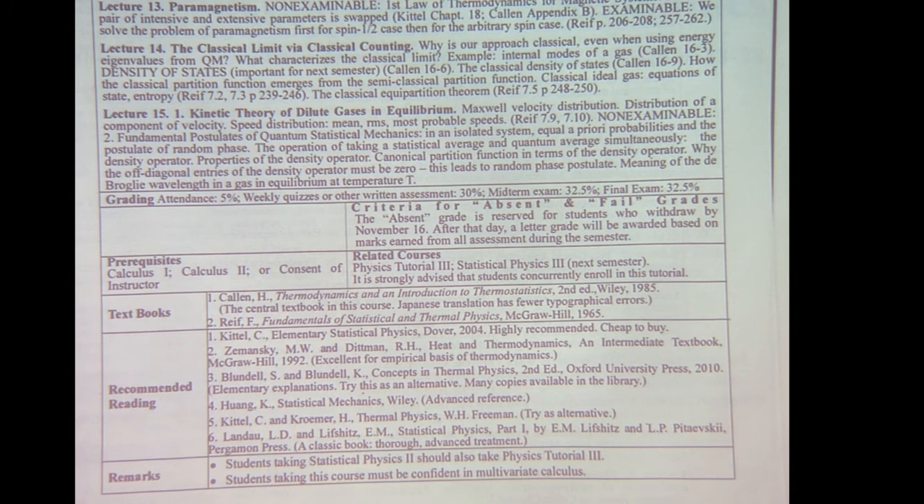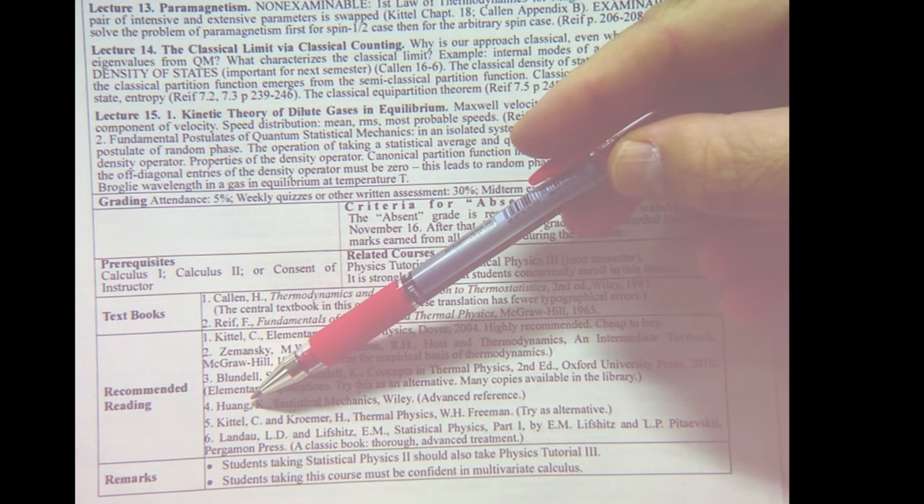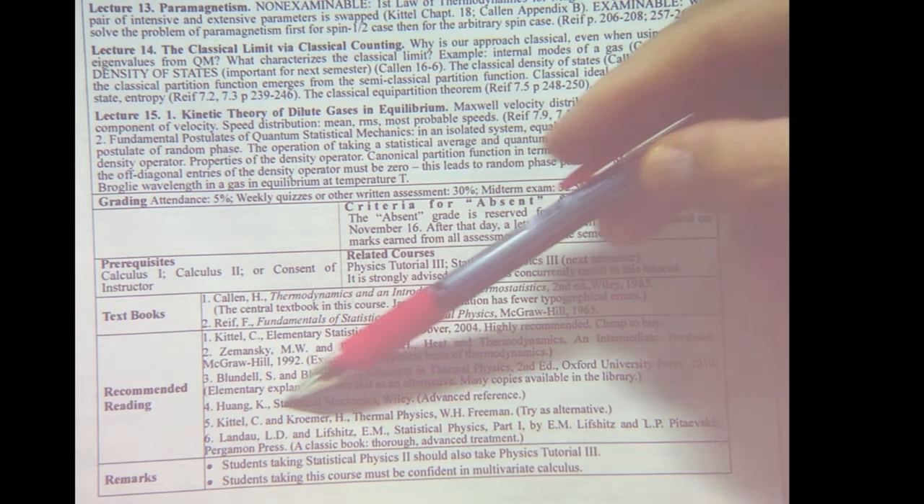And there are some others. Huang will be too advanced. It's very mathematical in a sense. Huang used to work with Yang and Lee, C.N. Yang and Lee, the Nobel Prize winners. He wrote papers with them, and so his book is informed by insights that are at the highest level.